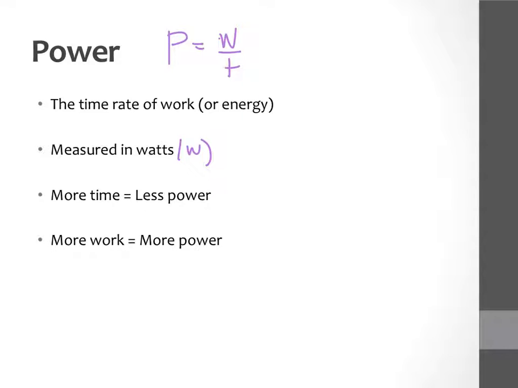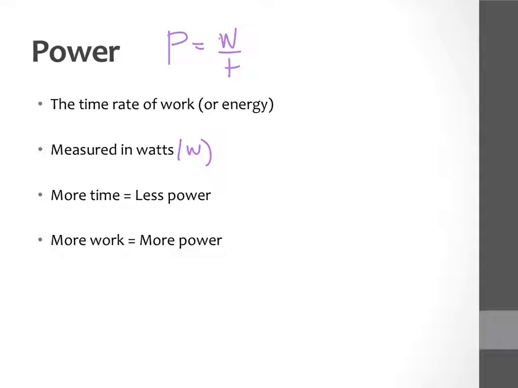So that means if you have more time, you exert less power. If you think about it, energy per second, if you take more time to do the same amount of work, that means you have less power. Whereas if you do work in a short amount of time, then you have a lot of power. So more work also equates to more power.